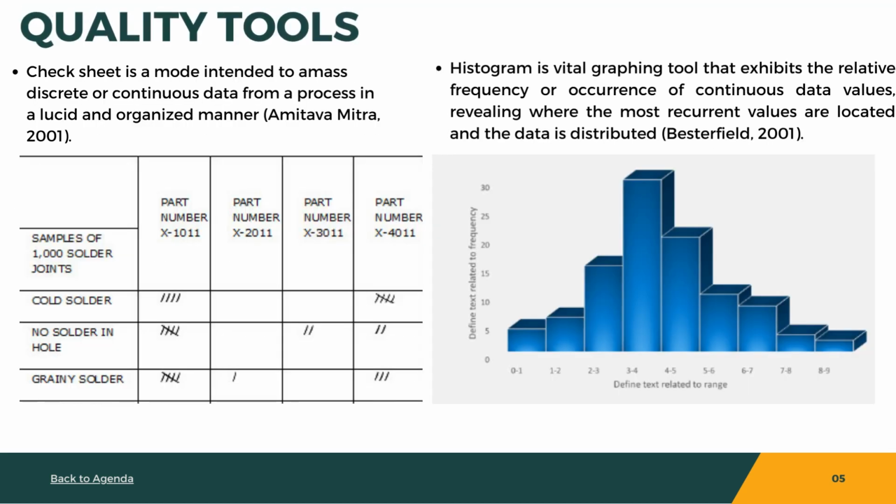This is the check sheet. This is how a check sheet looks like, and a check sheet is a model intended to amass discrete or continuous data from a process in a lucid or organized manner. This is also the histogram. The histogram is a vital mapping tool that exhibits relative frequency or occurrence of continuous data values, revealing where the most recurrent values are located and how the data is being distributed.